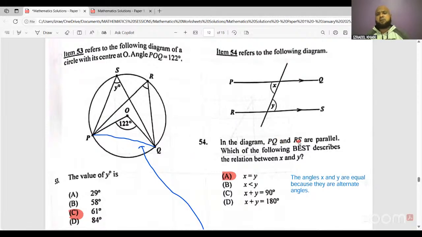54. In the diagram PQ and RS are parallel. Which of the following best describes the relation between X and Y? Well, X and Y are equal. You call them alternate angles, where both angles are on opposite sides of the transversal. This is the transversal. And they form a kind of Z. If I just do that quickly, they form like a kind of Z fashion.